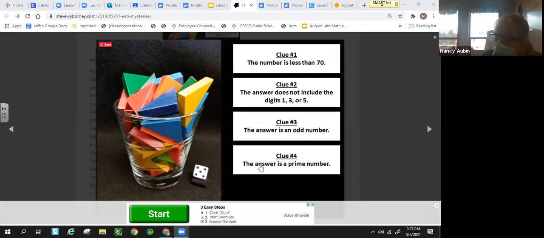So Henry's could work, Ben's could work. Charlie's could work because it's less than 70, doesn't include 1, 3, or 5. It's odd and a prime number. So looking good. All right, Lennox is last one. No, I was just going to say there were two errors in my digits. We did that already. Thank you, though. Yes, that's a good idea.